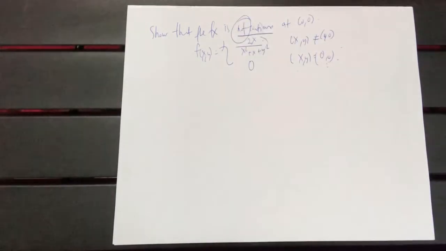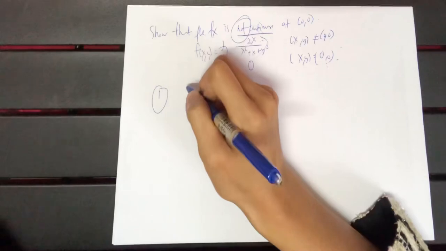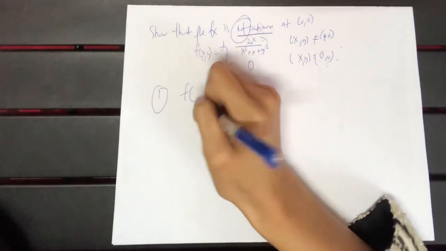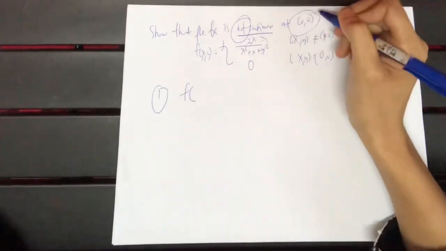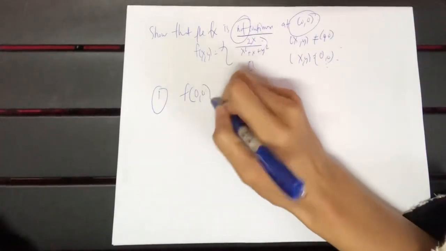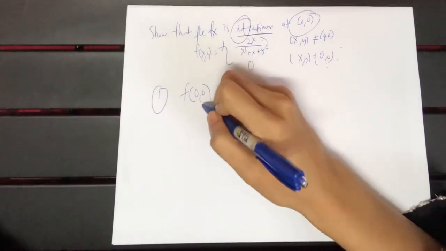So maksudnya, among the three conditions earlier, at least one must not be fulfilled, because it is not continuous. So we do the first condition first. The first condition says that f(a, b) must be defined. So (a, b) here is (0, 0). So f(0, 0) is equal to what?